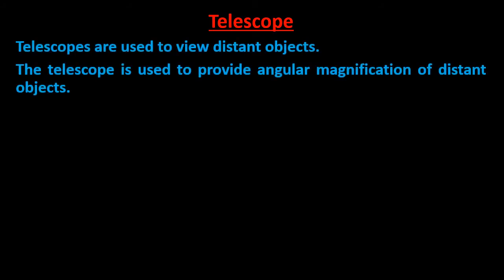Telescope is an optical device which is used to view distant objects. Distant objects means the objects which are very far away from us. And this telescope is used to provide angular magnification of the distant objects.